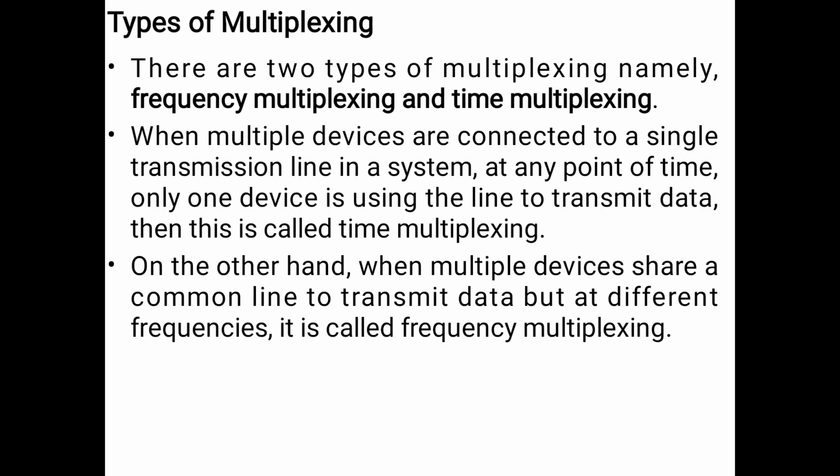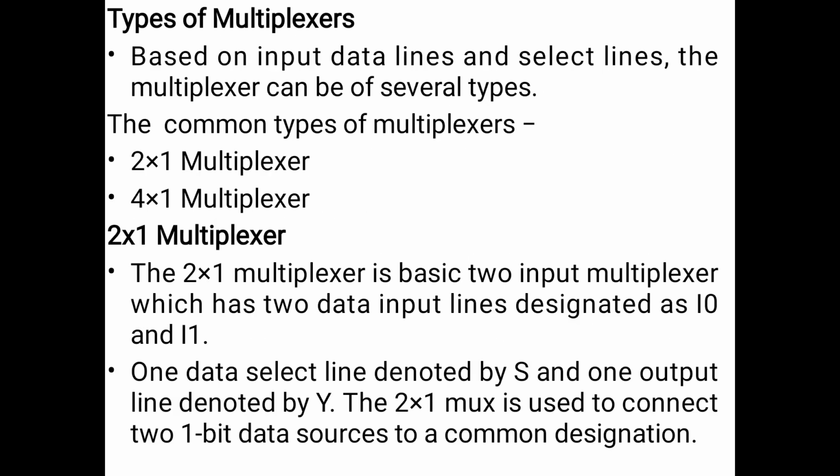Types of multiplexing. There are 2 types of multiplexing, namely frequency multiplexing and time multiplexing. When multiple devices are connected to a single transmission line in a system, at any point of time, only one device is using the line to transmit the data. Then it is said to be as time multiplexing. On the other hand, when these multiple devices share a common line to transmit data, but they are transmitting at different frequencies, it is called as frequency multiplexing.